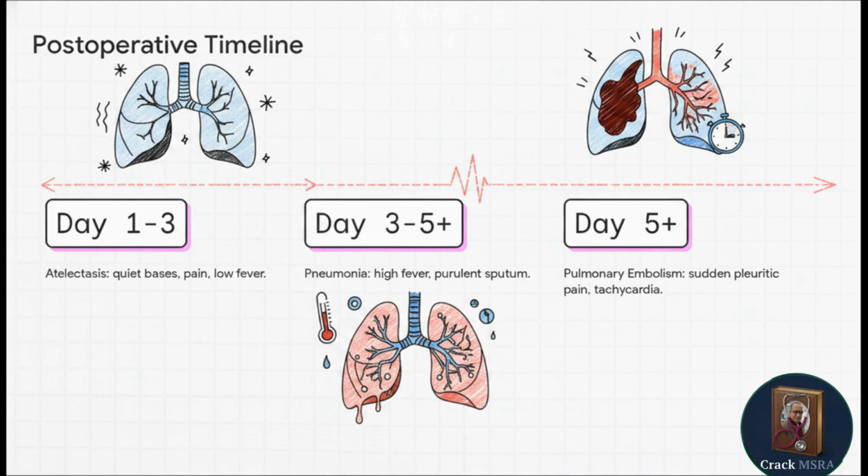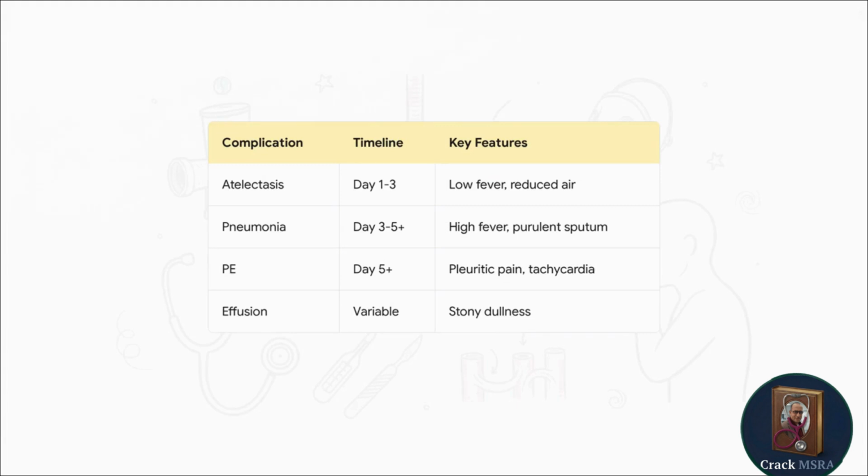Days 1 to 3, you should immediately think atelectasis. Days 3 to 5 and beyond, think hospital-acquired pneumonia. Day 5 and onwards, you absolutely must suspect a pulmonary embolism. Seriously, memorizing this simple timeline takes away so much of the guesswork. And this brilliantly illustrates exactly how to pull those competing differentials apart using key clinical features.